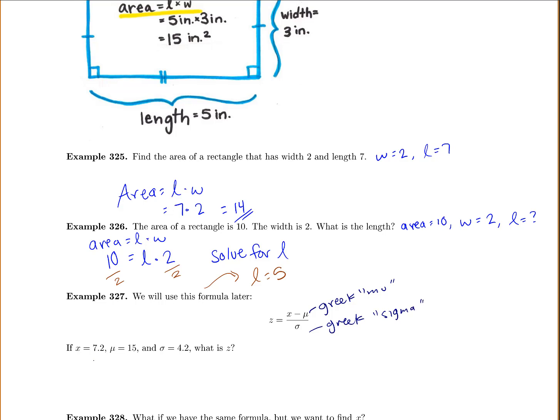So if X equals 7.2 and mu equals 15 and sigma equals 4.2, let's find Z. So Z equals X minus mu over sigma. So in our case, X is 7.2, mu is 15, sigma is 4.2. We put this in our calculator, we get negative 1.8571.